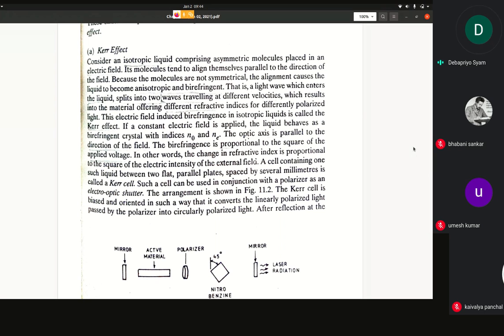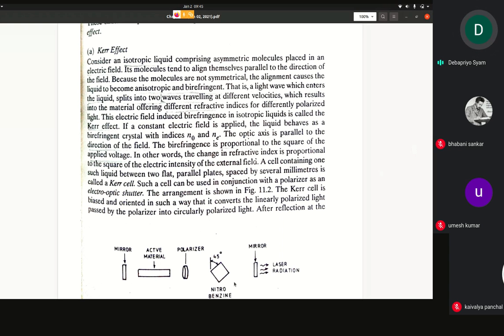You see, there is the active material, which is the lasing medium or the ruby rod. Then you have on the left-hand side a 100% reflecting mirror, and on the right hand side, just near the ruby rod, there is a polarizer. The polarizer is followed by a nitrobenzene cell, which is the Kerr cell, and then you have a mirror which is say 95% reflecting. So that is the output mirror.